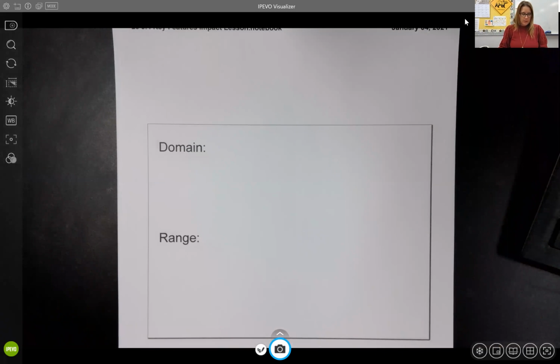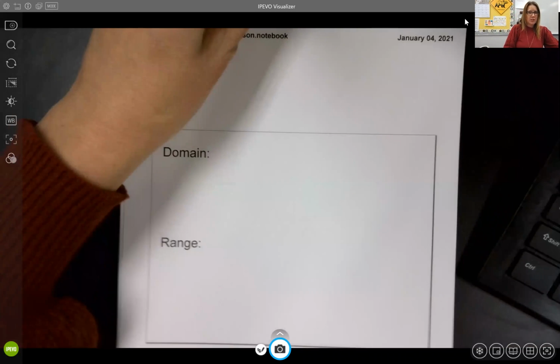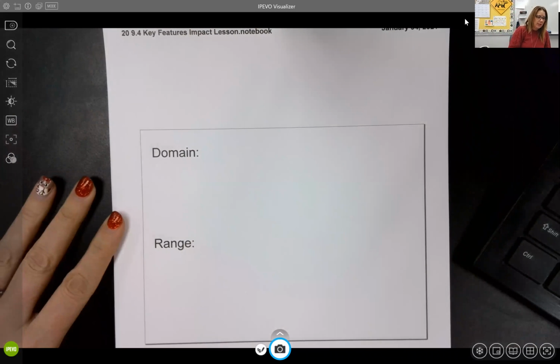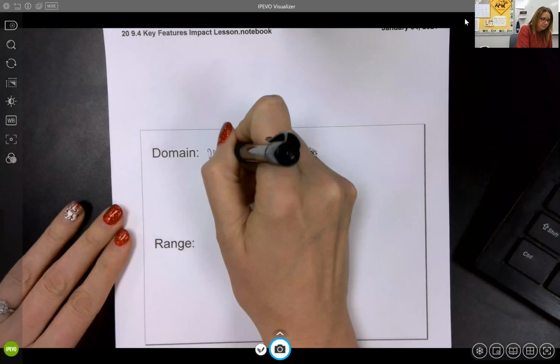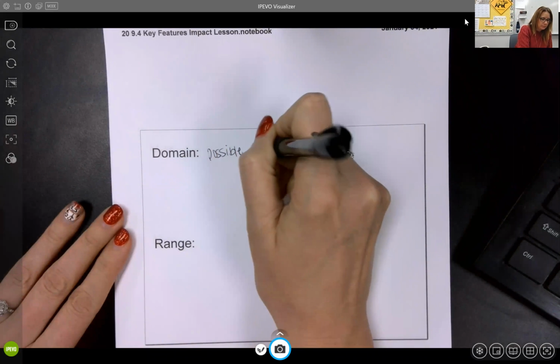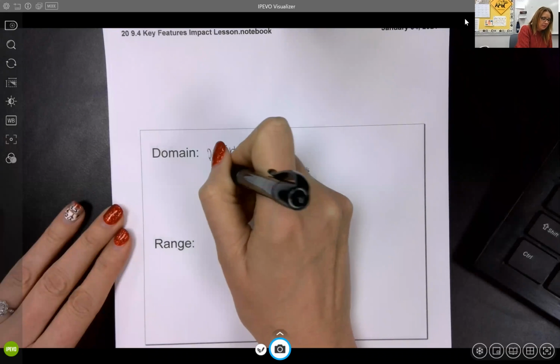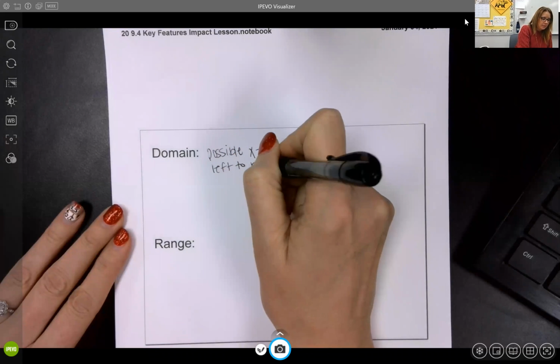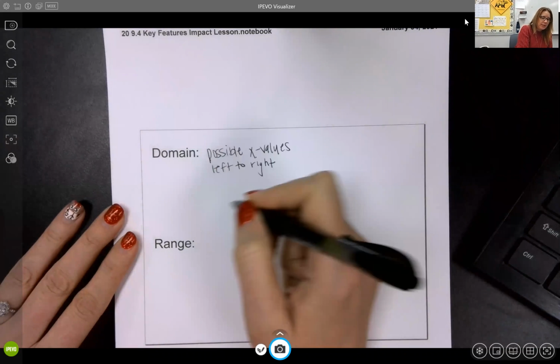Okay, so when we do the domain, these are just going to be some definitions that you're going to need as we analyze a graph, okay? So the domain is going to be possible x values. And then you're going to make sure that you write them from left to right. Okay? Possible x values from left to right.